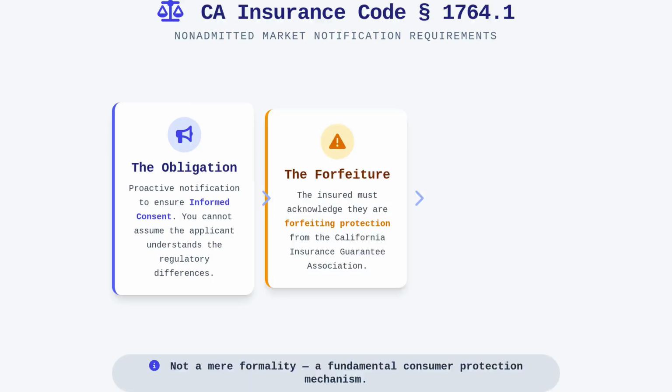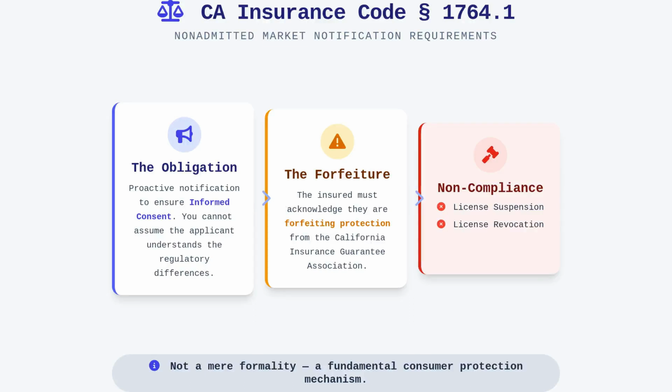This obligation is not a mere bureaucratic formality. It is a fundamental consumer protection mechanism designed to ensure that the insured understands they are forfeiting the protection of the California Insurance Guarantee Association. Failure to comply with these disclosure mandates constitutes a major regulatory violation that can result in the suspension or revocation of your license, alongside substantial administrative fines.